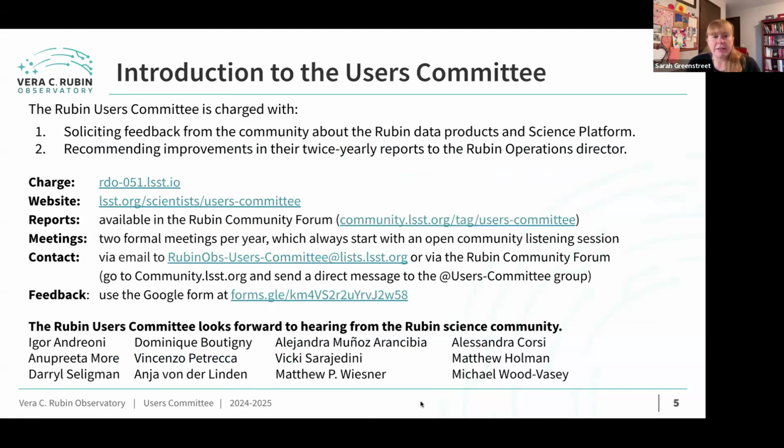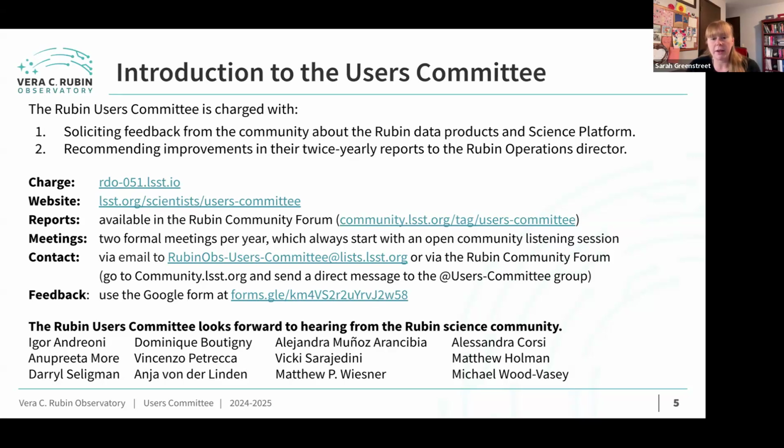Also, as at every Science Assembly, we just want to remind you all that if you have feedback about either the Rubin data products or the Rubin Science Platform, the Rubin Users Committee is the best resource for you to go through with providing that feedback. So there's a link down here, toward the bottom of the slide, with a Google form where you can submit any specific feedback that you have about the Rubin data products or Science Platform.